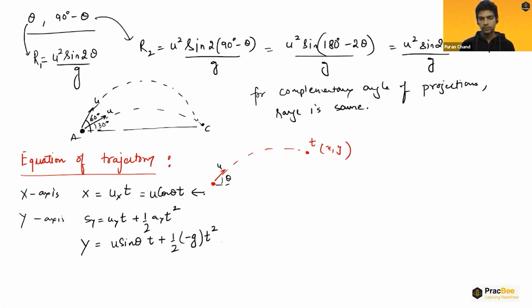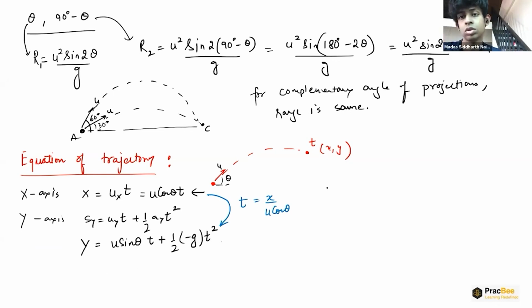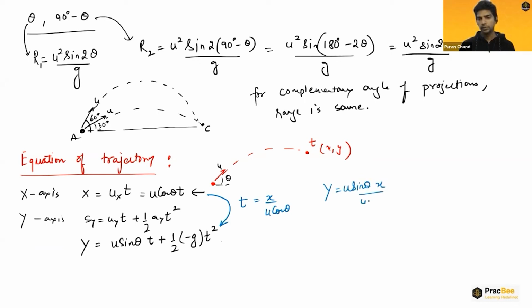So from this, I can substitute here t equals x upon u cos theta. Okay. Right? So if I do that, I will get y equals u sine theta into x upon u cos theta minus g upon 2, and we have x square upon u square cos square theta. Is it clear? Now this u will get cancelled out, and we have x tan theta minus g x square upon 2 u square cos square theta. Is it clear? Now this is your equation of trajectory.